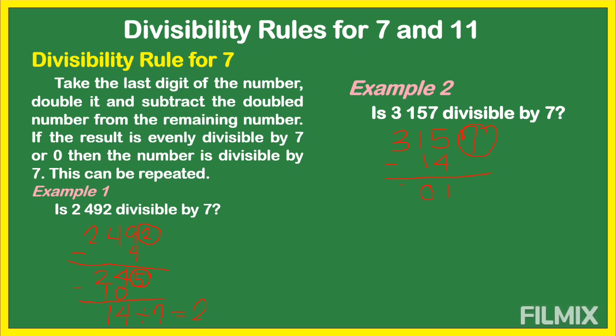And bring down 3. Then still, it is a big number. We can double the last digit again. Repeat the process. 1 times 2, the answer is equal to 2. 30 minus 2, the answer is equal to 28. So now, 28 is a smaller number. Let's check whether this number is divisible by 7. Okay, 28 divided by 7, the answer is equal to 4. So, 3,157 is divisible by 7.